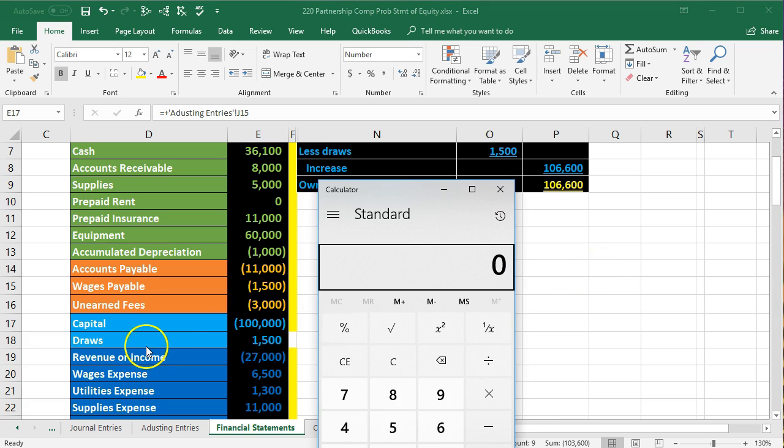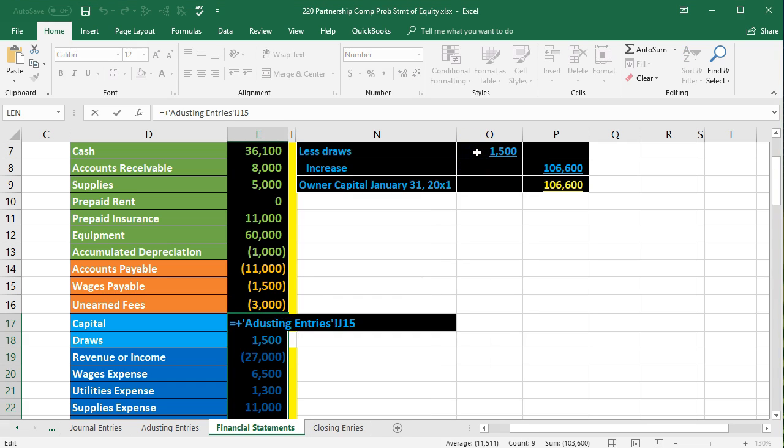The difference, if we pull out the calculator, 106,600 minus the 103,600 is 3,000. I'm going to divide that by 2 because maybe it's just a sign issue. Maybe we added when we should have subtracted. Let's divide by 2. Common error to do that. 1,500 looks like our draws amount.